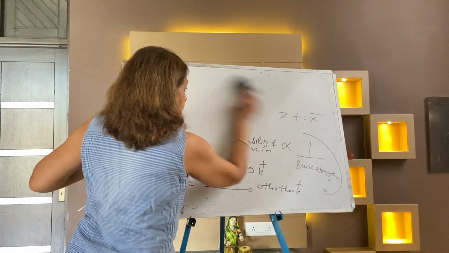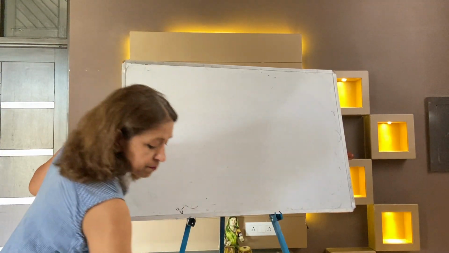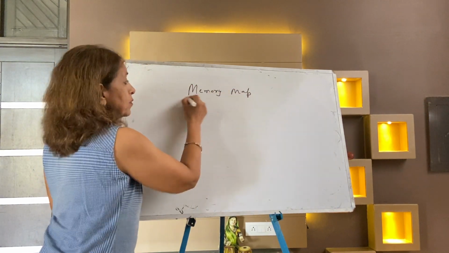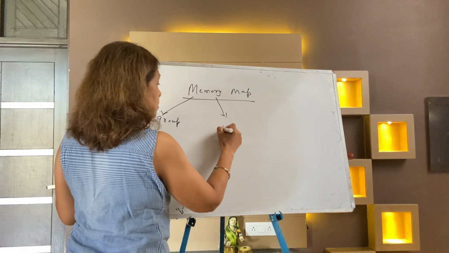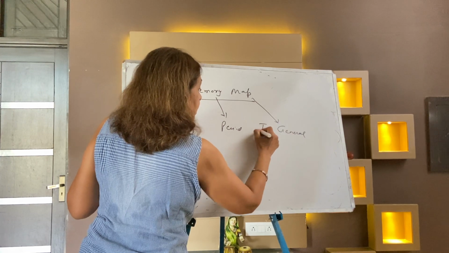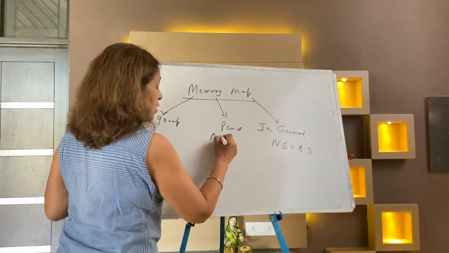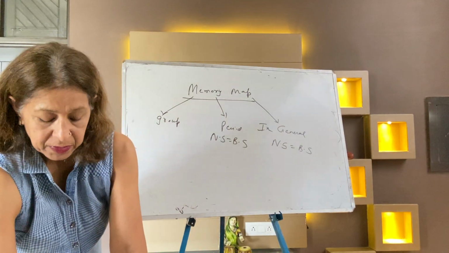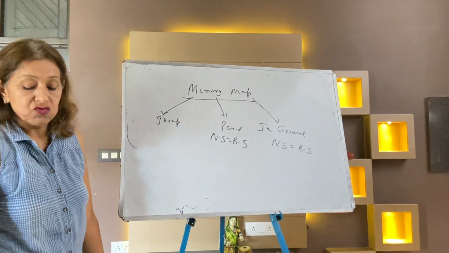Okay. Now write down, there is a memory map. Make a memory map: group, period, and general. Always remember, in general, nucleophilic strength and basic strength are the same. Nucleophilic strength and basic strength are the same in general as well as in the questions I'm taking. So nucleophilic strength and basic strength are the same.